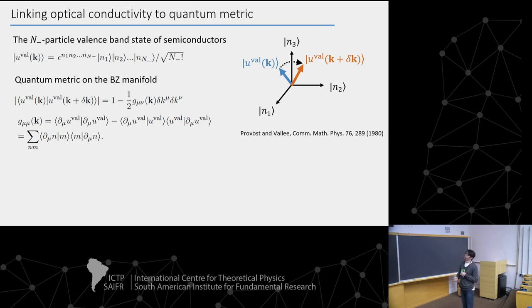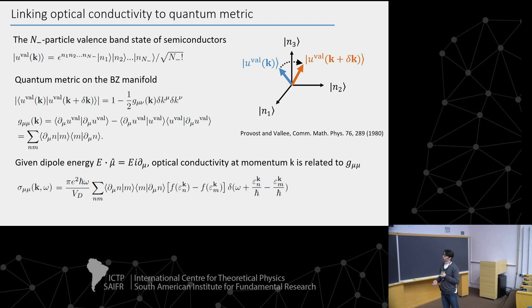So we can parameterize this overlap as 1, because the overlap can be at most 1 if it is the same state, minus some quadratic terms in the derivatives. And the prefactor of this term is exactly the quantum metric. If you do this calculation properly and you want the quantum metric to be gauge invariant and have nice properties, you find this expression, which can also be rewritten using the n states, which are the filled states, and the m states, which are the empty states. So we can write it in this very nice formula, and also the derivatives.